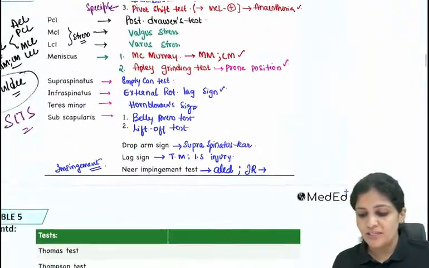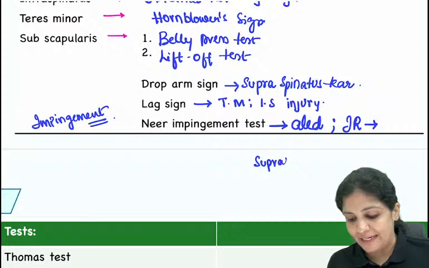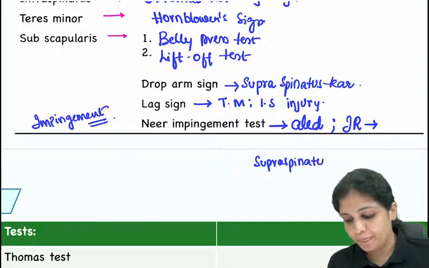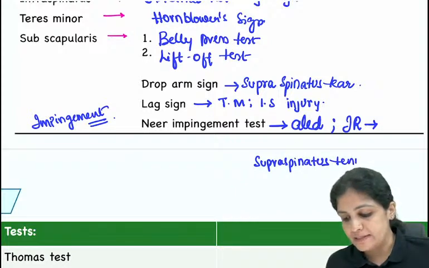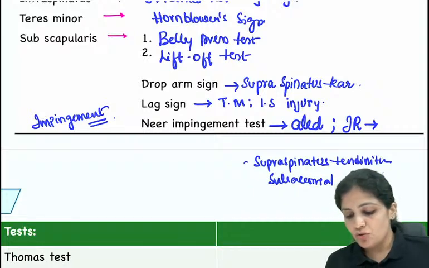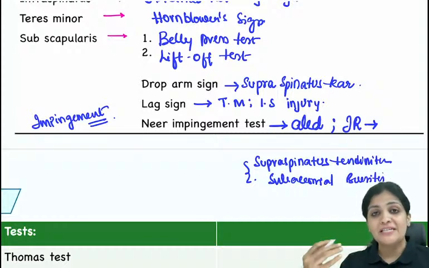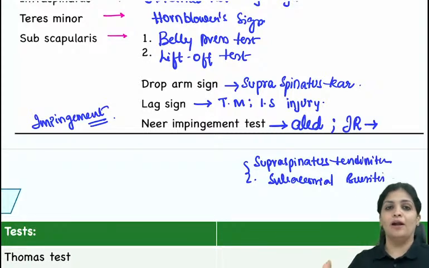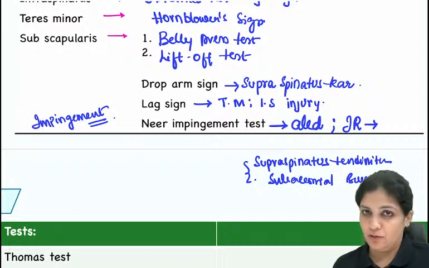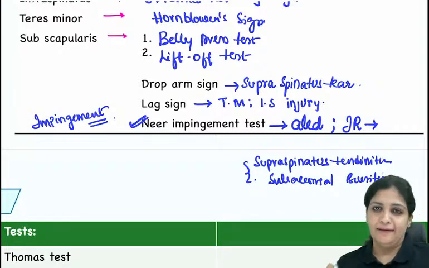What are the structures you test here? There are certain structures, as I've told you. They could be supraspinatus tendinitis or subacromial bursitis. So these are all the structures which are present in the subacromial space. These structures may lead to a problem which is called shoulder impingement syndrome, right? So the test which we do here is the Neer impingement test, right?